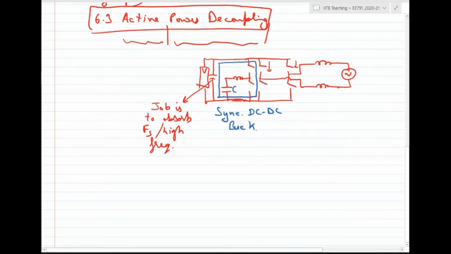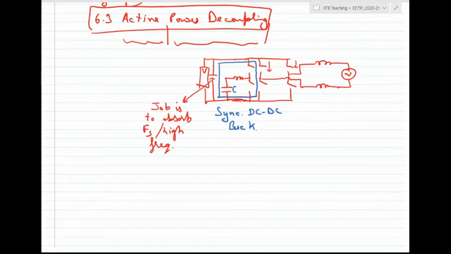And you don't want those currents to flow from the panel. So you still need a small capacitor, but this capacitor's job is only to filter out these high frequency currents. It does not play any role in the case of low frequency power. So all the low frequency power, which was the majority of the work of the previous capacitor, is now transferred to this synchronous buck converter.